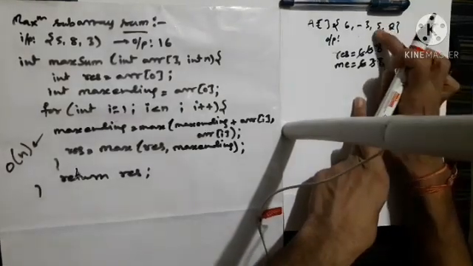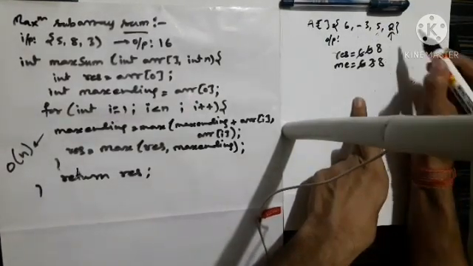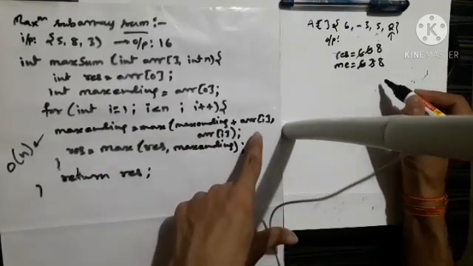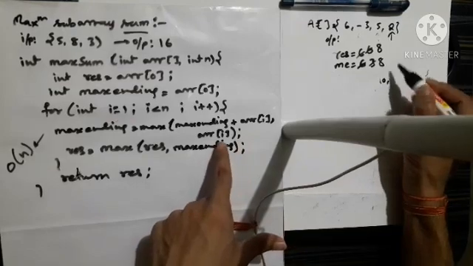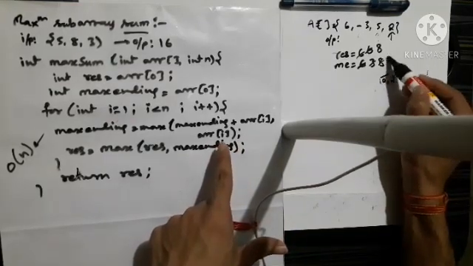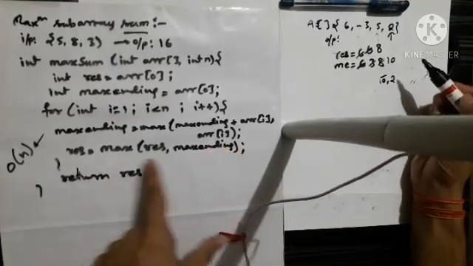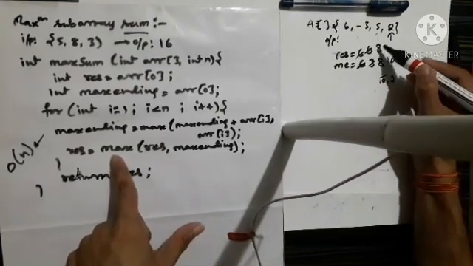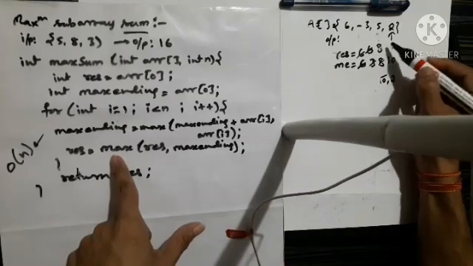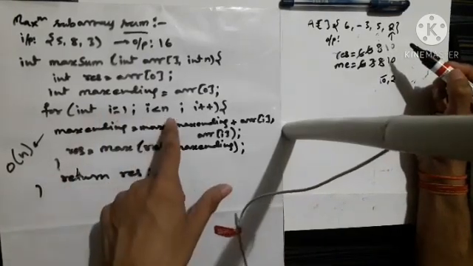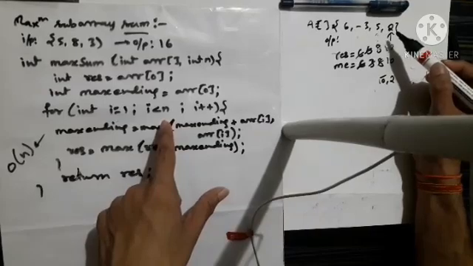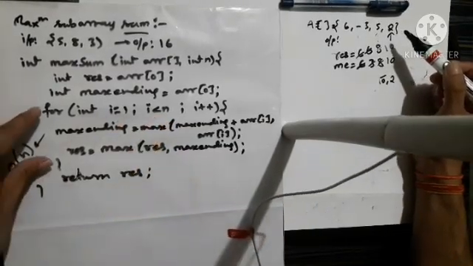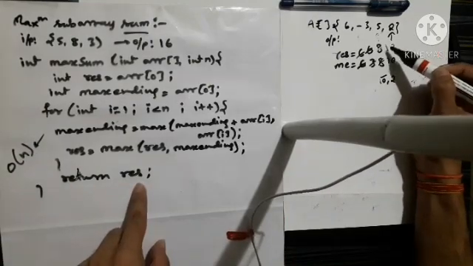This has been done, and now I'm at the last index, so this is 2. So maximum ending is 8 plus array of i, that means 10, and array of i is 2. So definitely 10 is the maximum. I'll update maximum ending and I'll update the result by taking the maximum of maximum ending and result. So what is the maximum between these two? Definitely 10. And now i is not less than n, because i is 4 and there are 4 elements, so this condition becomes false. I will exit from this loop and I will return the result, that means I will return 10.